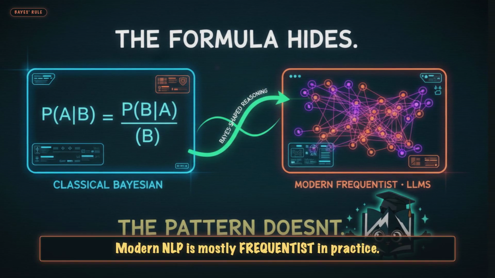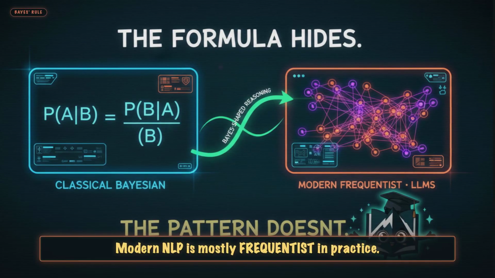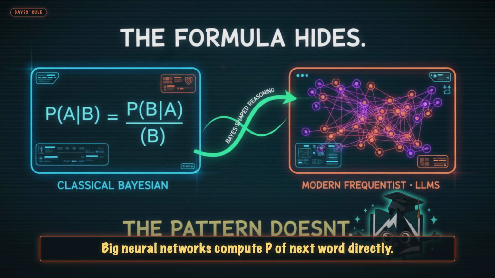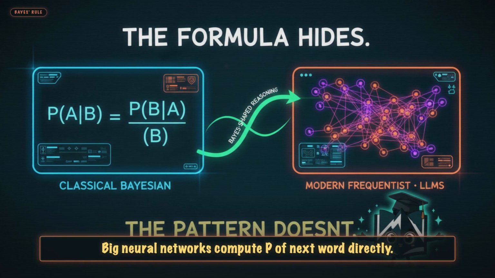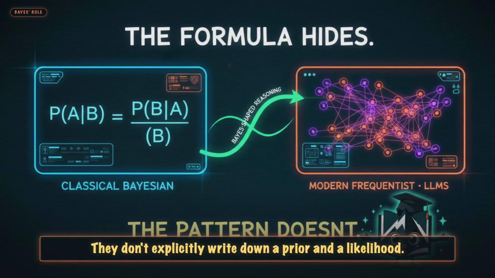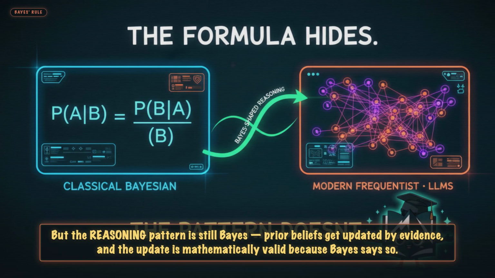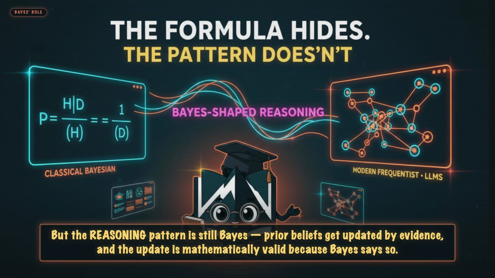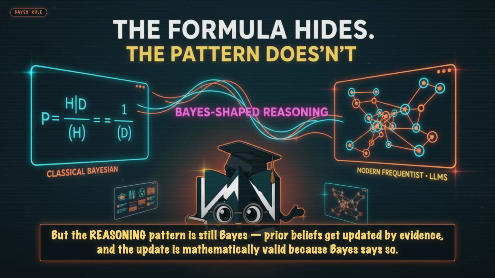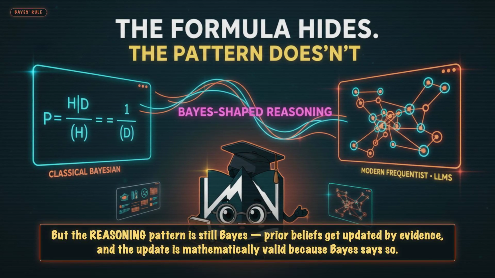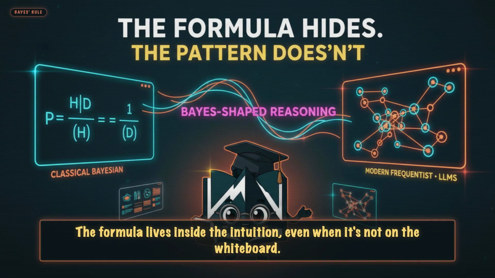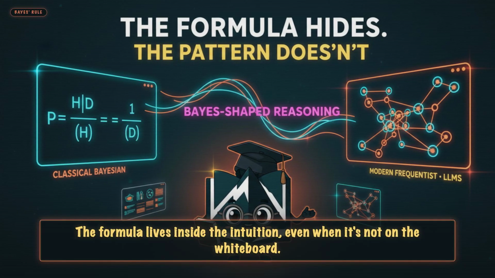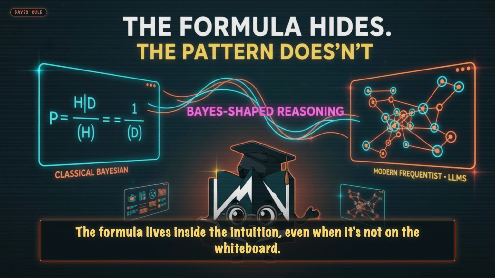One caveat: modern NLP is mostly frequentist in practice. Big neural networks compute P of next word directly. They don't explicitly write down a prior and a likelihood. But the reasoning pattern is still Bayes. Prior beliefs get updated by evidence, and the update is mathematically valid because Bayes says so. The formula lives inside the intuition, even when it's not on the whiteboard.